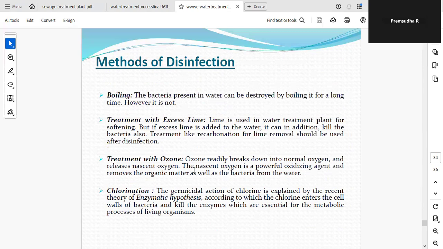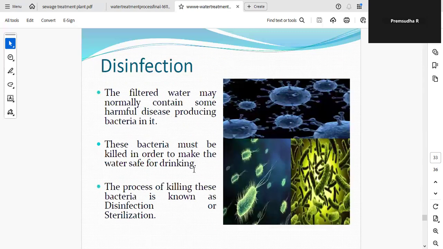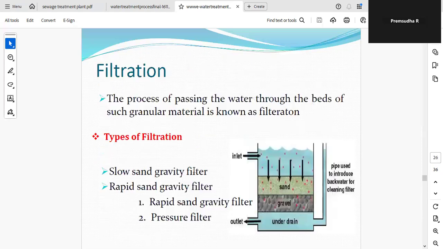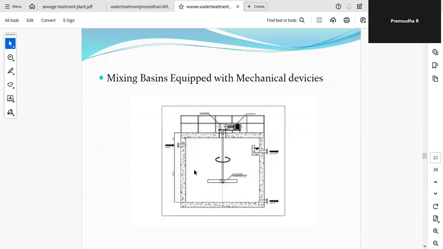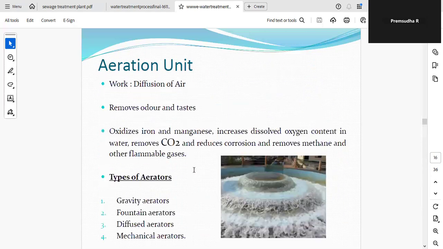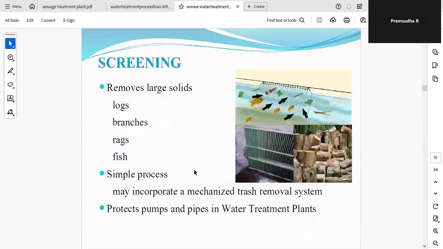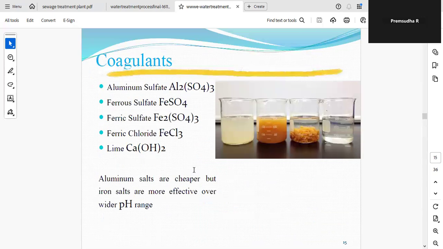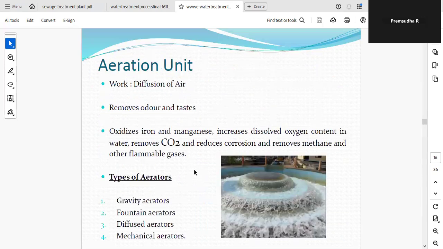With this, I will stop. Next class, we will see in detail the water treatment. So far, I gave only the introduction. Next class we'll see the types of screening, types of sedimentation tanks, and in detail the process of calculation and working principle.